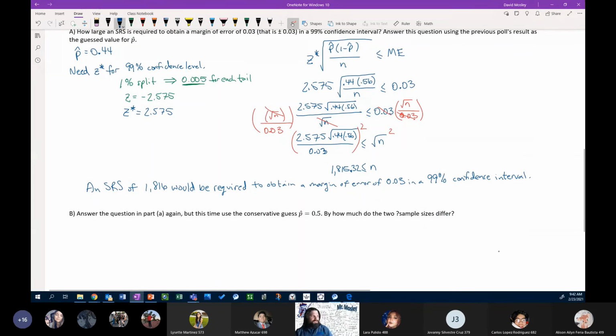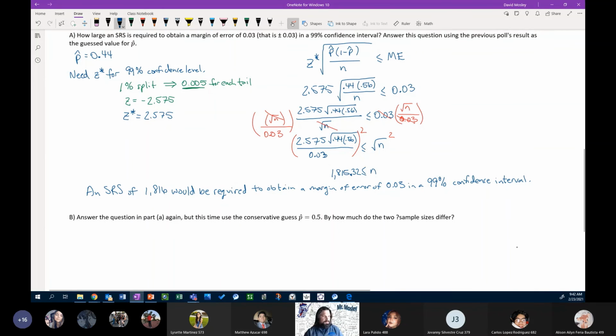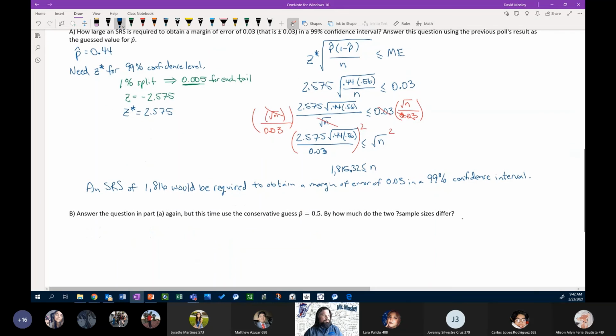So now question B is saying answer the question in part A again, but this time use the conservative guess p hat equals 0.5. By how much do the two samples differ? Wow, I have a typo. Oops. All right, so I'm going to take a shortcut on this because I've done a lot of the legwork already.